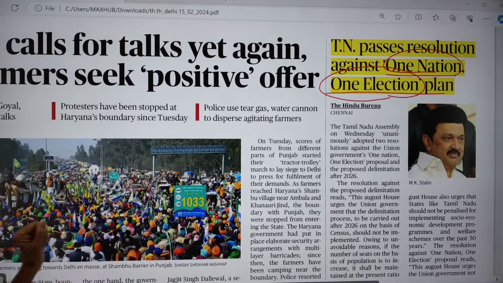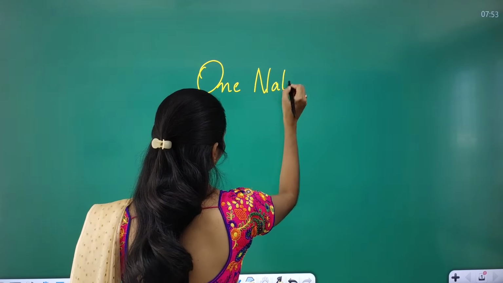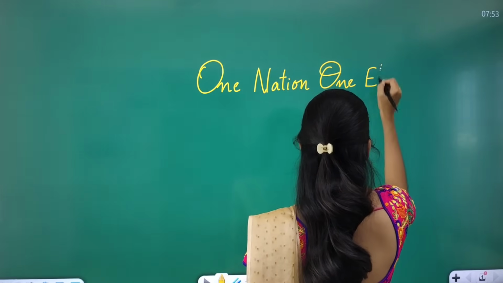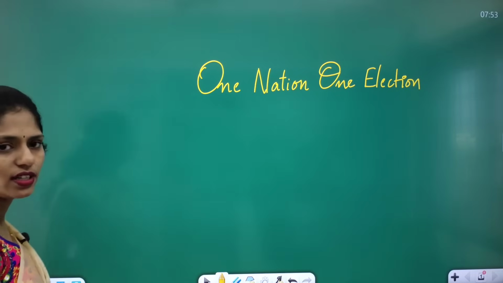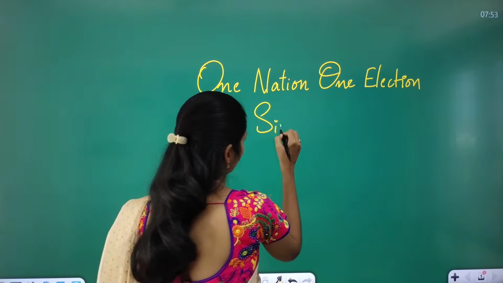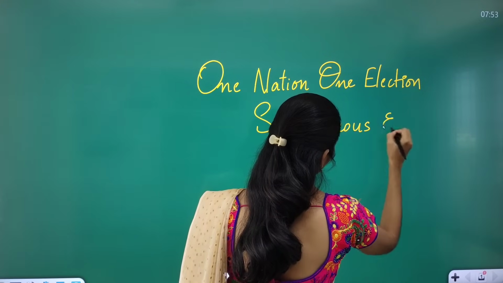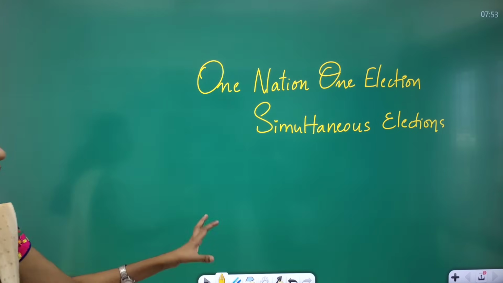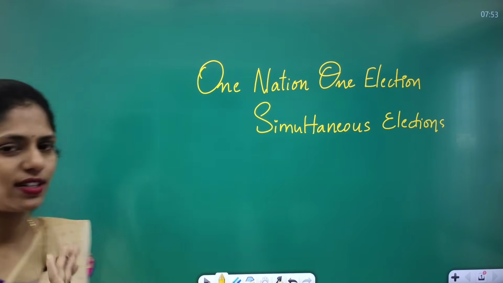Now let us see this topic in detail and let us see the dimensions. This article is talking about one nation, one election. Another name for it is simultaneous election. So what is the meaning of that? Many of you are beginners, right? So I will make you understand.